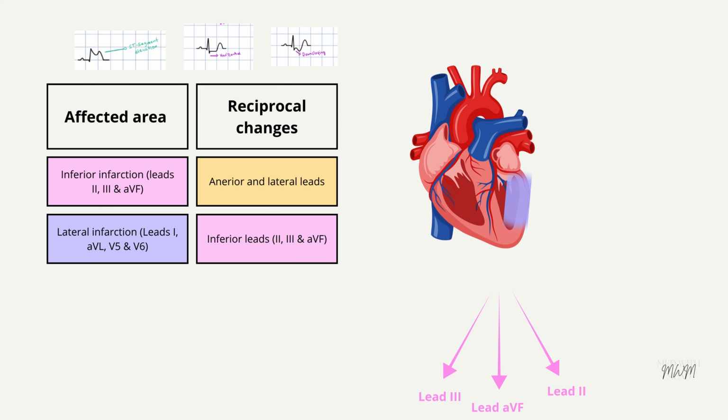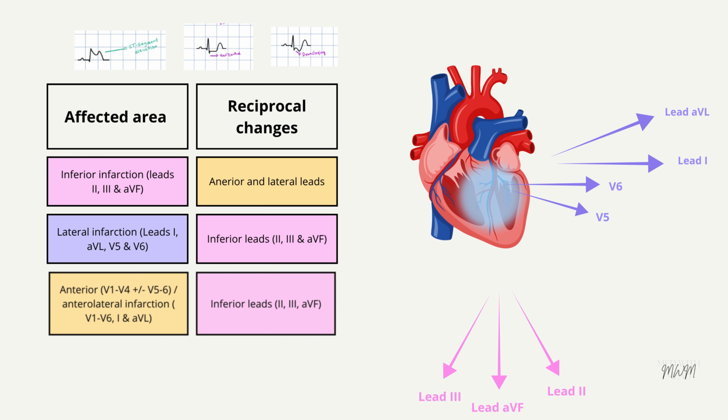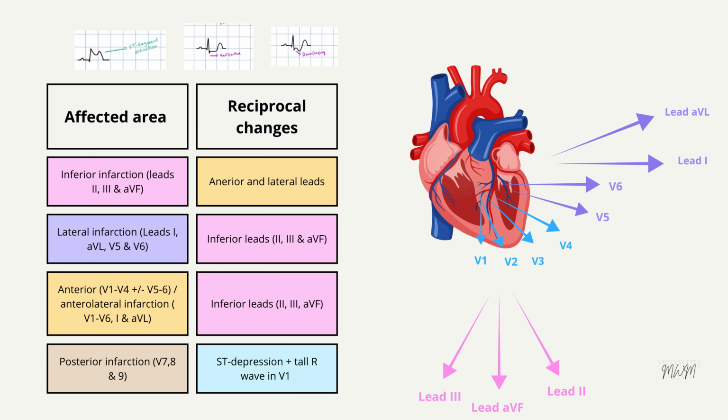A lateral infarction shows up in leads 1, AVL, V5, and V6, with reciprocal changes in the inferior leads. An anterior or anterolateral infarction involves leads V1 to V6, AVL, and lead 1, with reciprocal changes in the inferior leads. Now, lastly, for the posterior infarction, you won't see classic ST elevations.